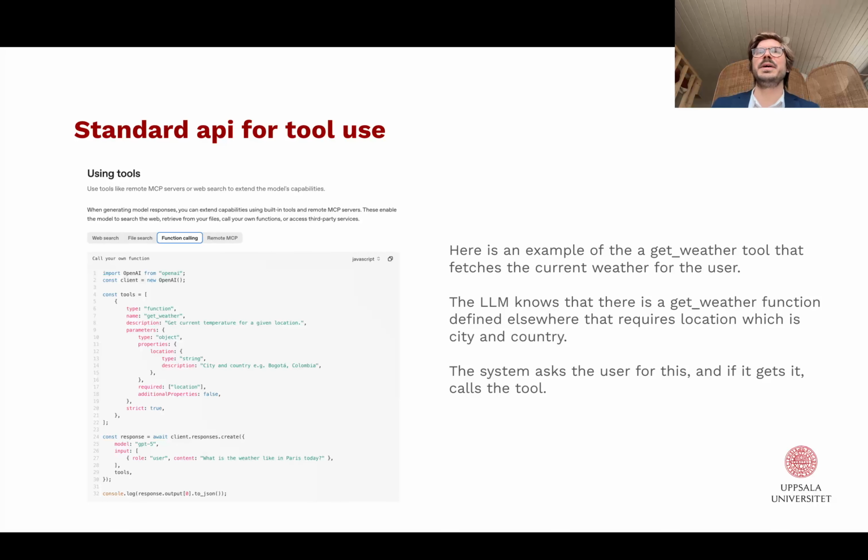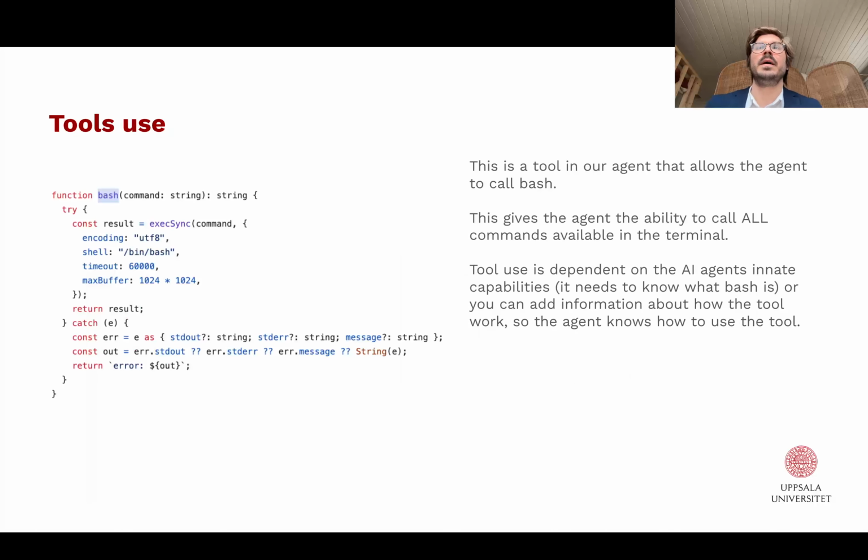And here's an example. Here we have a get weather tool. It fetches the current weather for the user. It knows that there's another function elsewhere called get weather, and if the user is asking about the weather, it should get the information it needs from the user and then call the tool to get the weather information. And this is a tool that I built. This tool just calls bash.